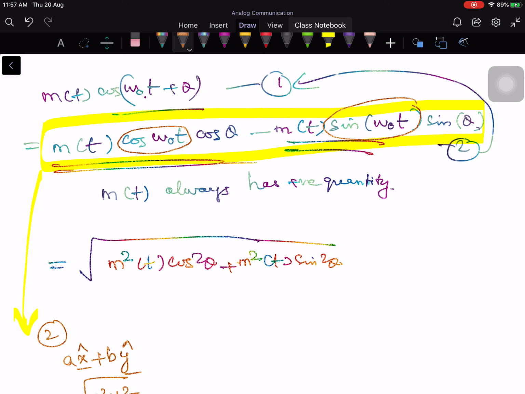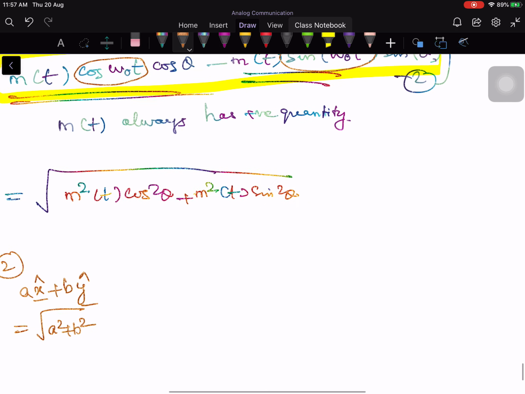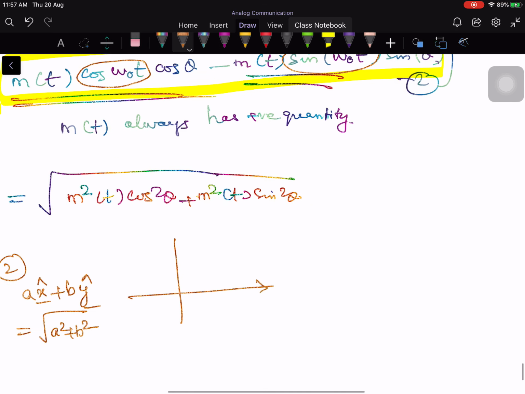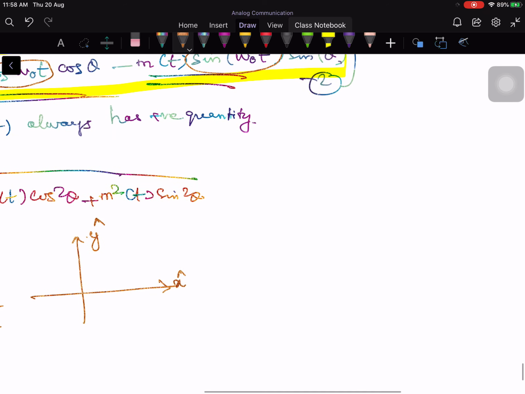Both are orthogonal. Orthogonal means perpendicular. So this is x hat and this is y hat. Similarly, in the signal space domain, it is cos omega naught t, and this one you can think in terms of sin omega naught t. Both are 90 degrees apart from each other.